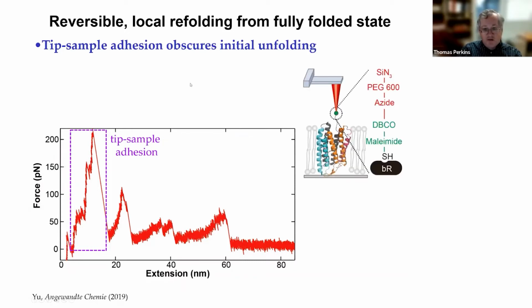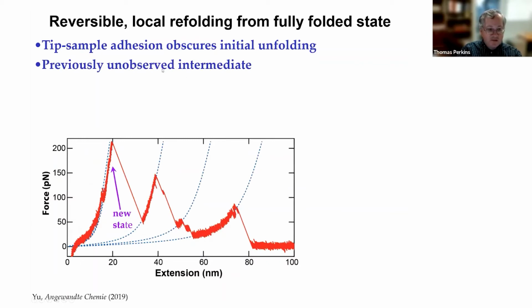To address this problem, we engineered a cysteine into the tail of bacteriorhodopsin to allow us to do site-specific attachment. In this case, we converted that cysteine into a copper-free click chemistry reagent called DBCO, and we put an azide on the end of a short PEG. And when we used this type of assay, now you can see a really clean initial unfolding curve. There's a new state that was not previously identified, and I'll talk to you about that in a minute.